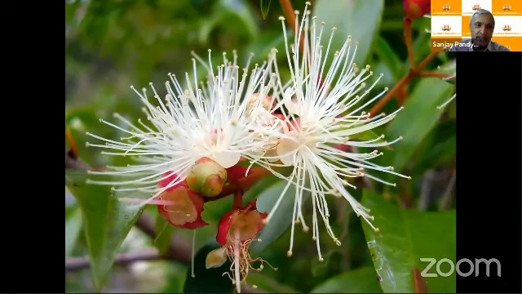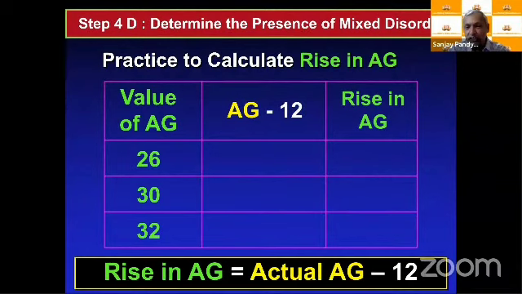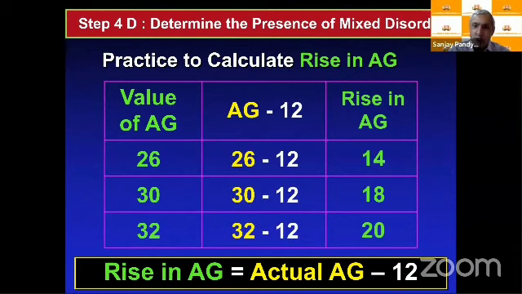So to make your concept clear, we will have practice, because now it's going to be your time. If the calculated anion gap is 26, what will be the rise in anion gap? 14. Yes, 14. For 30, it will be 18. Remember this, all of you who are with me and answering me even on YouTube: 26 minus 12 is equal to 14, which will be the rise in anion gap. If the anion gap is 30, then 30 minus 12, so the rise in anion gap is 18. So rise in anion gap is equal to actual anion gap value minus 12.